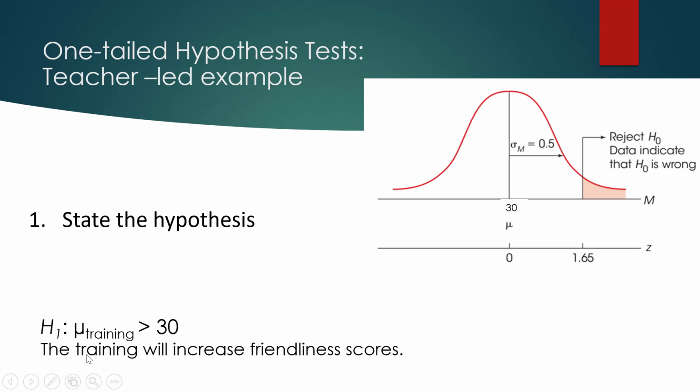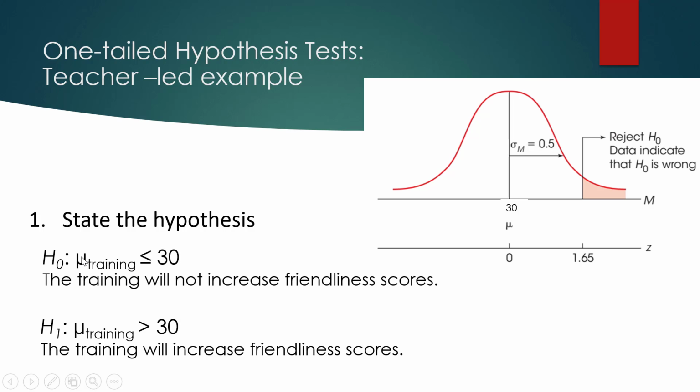To state it in words, the training will increase the friendliness scores. So then what do we need to think about? Our null hypothesis. So if this is our alternative hypothesis, our null hypothesis is going to be everything else. So our null hypothesis, or H sub 0, says that the mean of the group that underwent training is equal to or less than 30. So our group that underwent training, they're going to have a mean that's equal to 30 or less than 30.